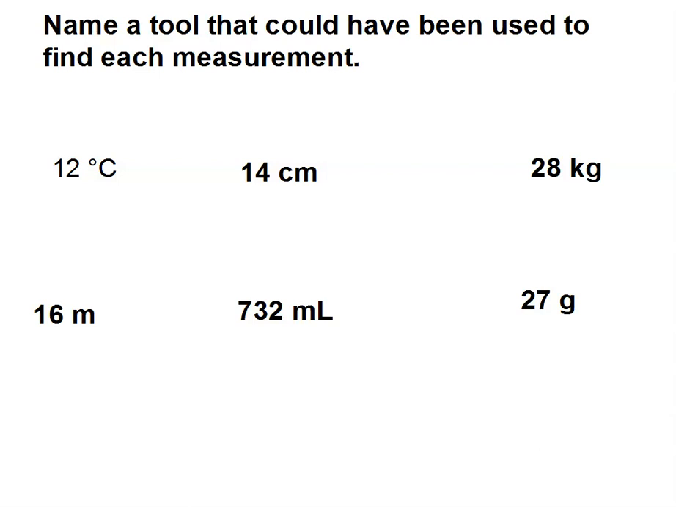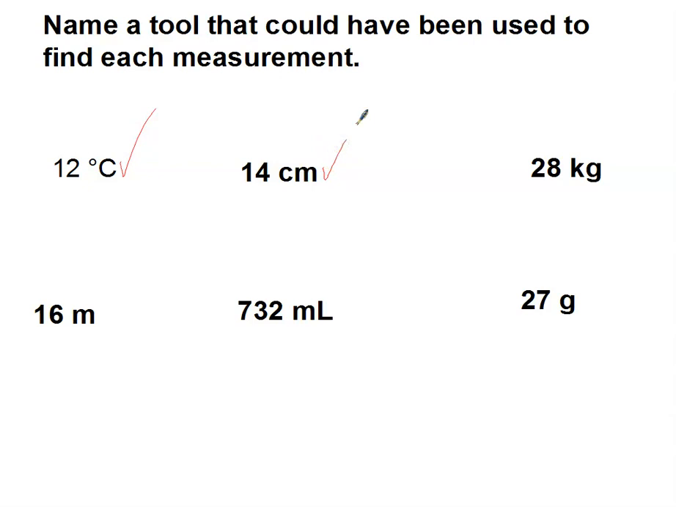Video J9, we're going to do some story problems with the metric system. But first we're going to talk about some tools really fast. It says name a tool that could have been used to find each measurement. If it's 12 degrees Celsius, that sounds like a thermometer. 14 centimeters, probably a meter stick, could also be a measuring tape.